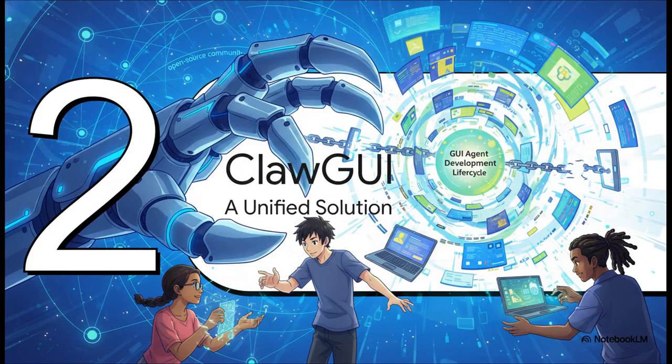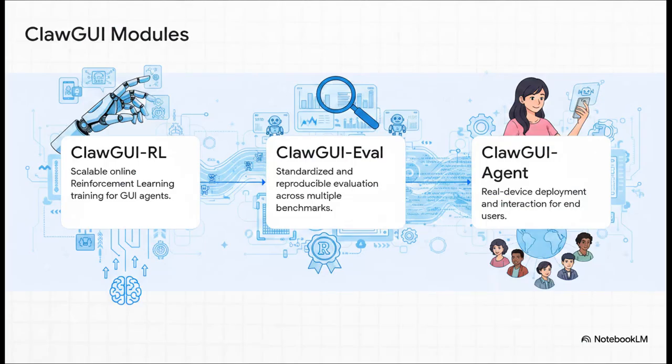Okay, so this is where ClawGUI enters the picture. It was designed from the ground up to be this unified, open-source solution that closes all 3 of those gaps inside a single system. The whole idea is to give the entire community a shared set of tools to work with. The framework itself is built on 3 modules that are really tightly knit together, and each one is laser-focused on fixing one of those gaps we just talked about.